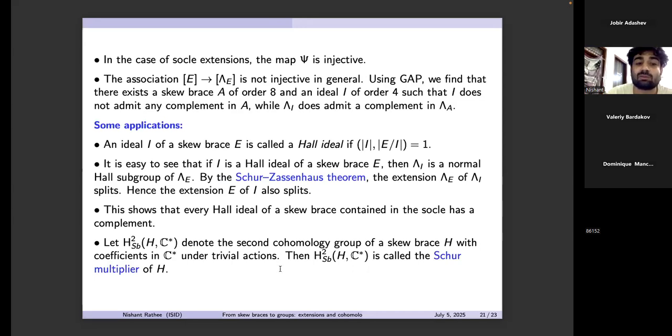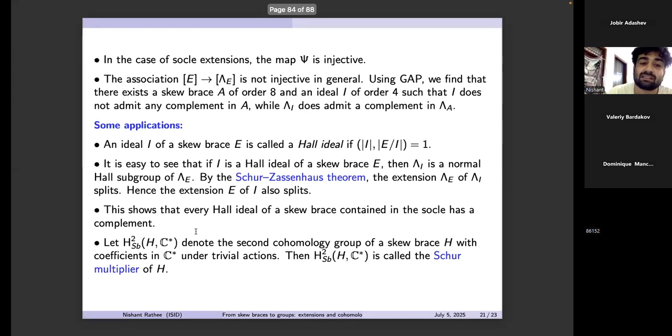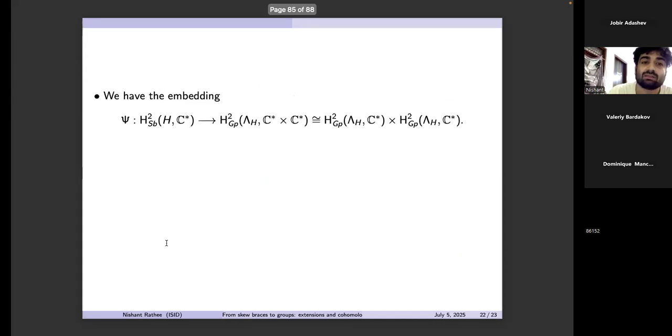It's something called the Schur multiplier of H. So this is defined by Van Ramen. In case of the Schur multiplier, we have this embedding because we see that the action is trivial, then this action is annihilator, and annihilator is actually contained in the socle. So in the case of the Schur multiplier, this map phi is an embedding, and further this action is trivial.